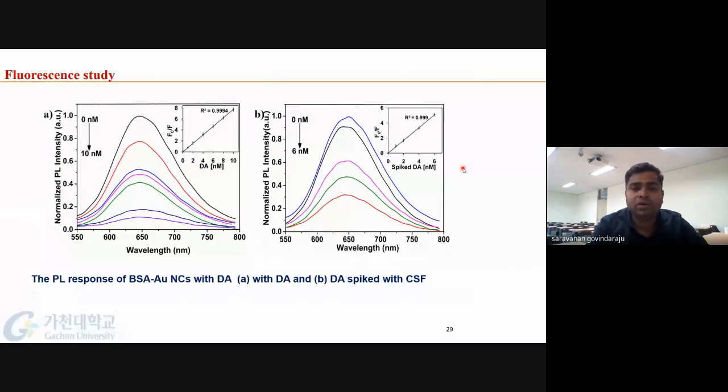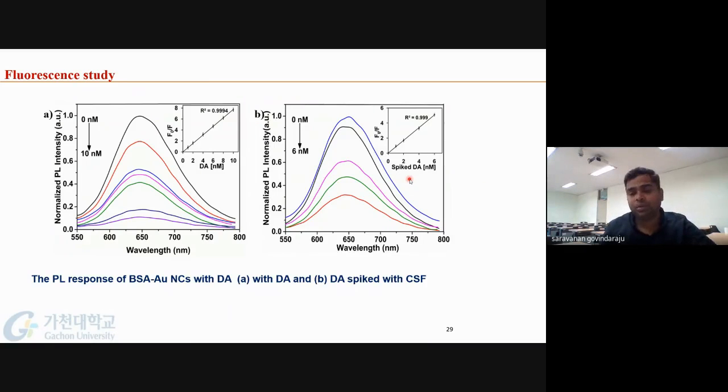If we use the gold cluster as the fluorescent material, it gives some fluorescence absorbance rate. Once it reacts with dopamine or any analyte, there are two possibilities: the fluorescence is enhanced, or it is quenched. Quenching and enhancing are the basic concept of a FRET sensor. When we react the gold cluster with dopamine, the fluorescence was quenched based on the concentration of the dopamine. Here we performed the study with dopamine spiked into CSF.